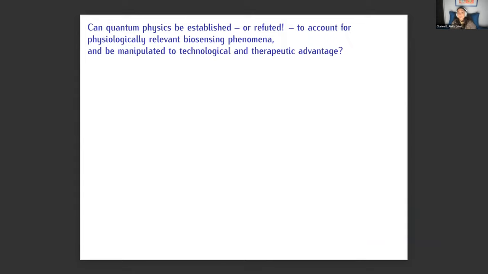So the goal of my group is to see whether quantum physics can be either established or refuted. It's also important that we put error bounds to account for relevant physiological phenomena, right? And we want to know if quantum physics, or spin physics in particular, can be manipulated to technological and therapeutic advantage. Therapeutically, you can think about applying magnetic fields to drive chemical reactions or to alter the course of a disease. Again, this is not going to happen within 5 years. This is going to happen within 50 years, right? But I think it might be possible to non-invasively apply those magnetic fields to alter physiological processes in a very particular way. And also for technology purposes, right?